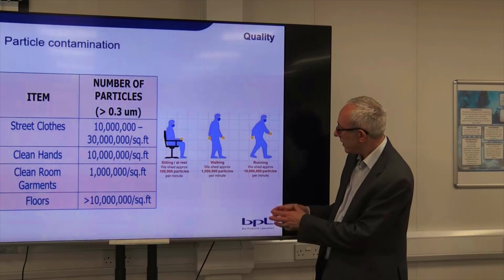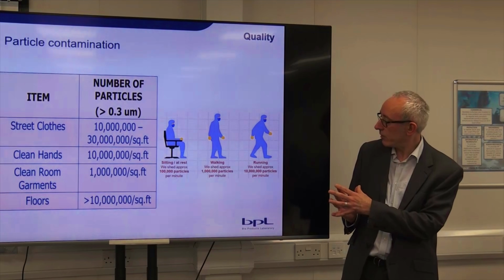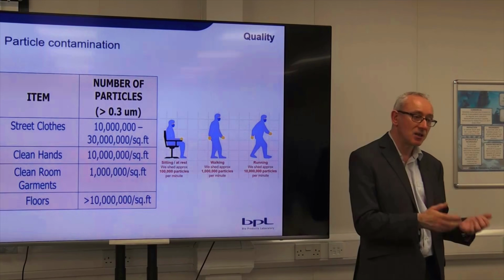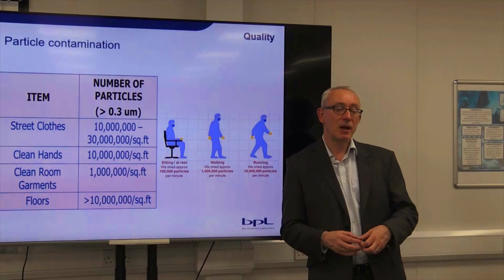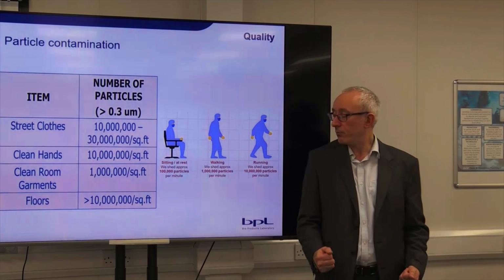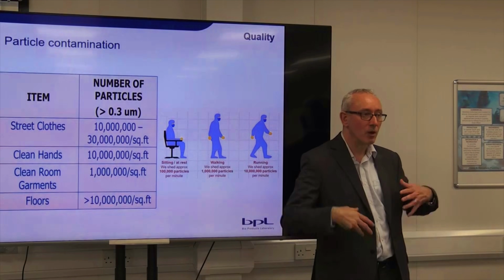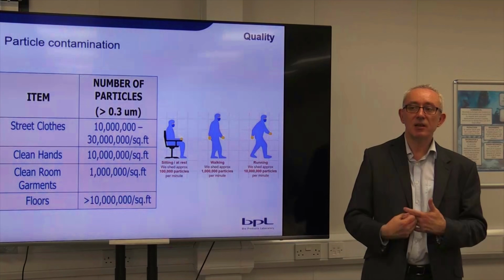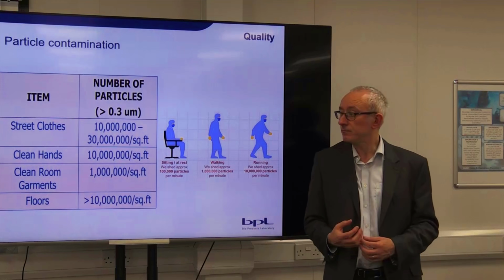The other thing is the way we move. So the act of moving produces more particles than the act of sitting, and the act of running produces even more particles. So we have to move around the clean room, and what we mustn't do is run around the clean room. If we run around the clean room, we'll just be shedding, and the ability of the clean room suit to contain those particles will be much reduced.